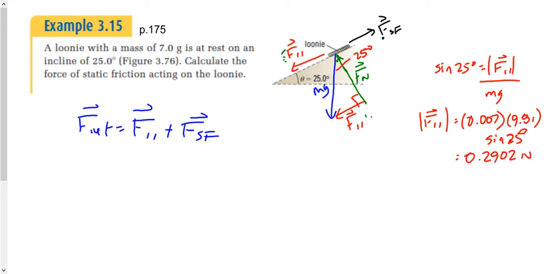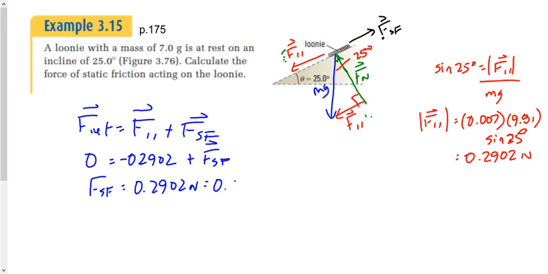Mass is 0.07. What's the acceleration here if it's at rest? 0. So the net force would be 0. F parallel is 0.2902, probably make it negative. FSF is, well, I'll rearrange that, and it becomes positive 0.2902 newtons, or 0.29 newtons.